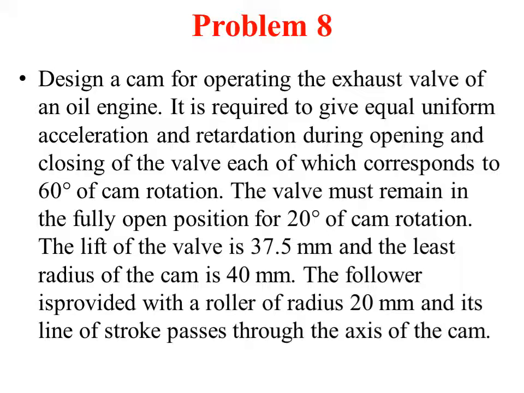Lift of the follower, that is S, is 37.5 mm, and the least radius of the CAM, that is the base circle, is 40 mm. They also provided, the follower is provided with a roller of radius 20 mm. That means the type of follower they are using in this particular operation is a roller type, and the radius of the roller is 20 mm, and the line of stroke passes through the axis of the CAM. That means the follower axis as well as axis of the CAM are in line. So in this particular problem we need to draw the displacement diagram and also the profile of the CAM when it is in line. Okay, let's do it.